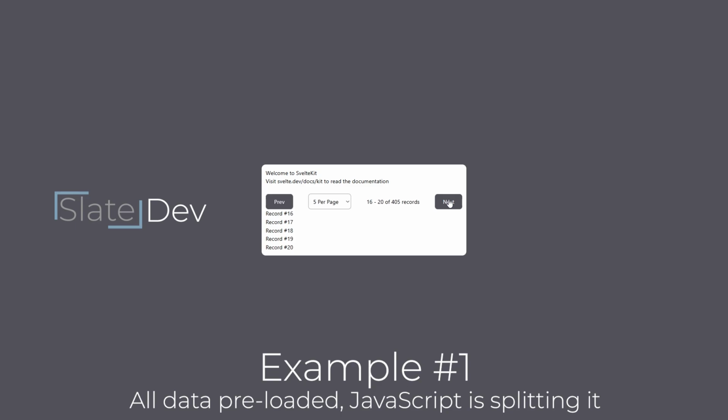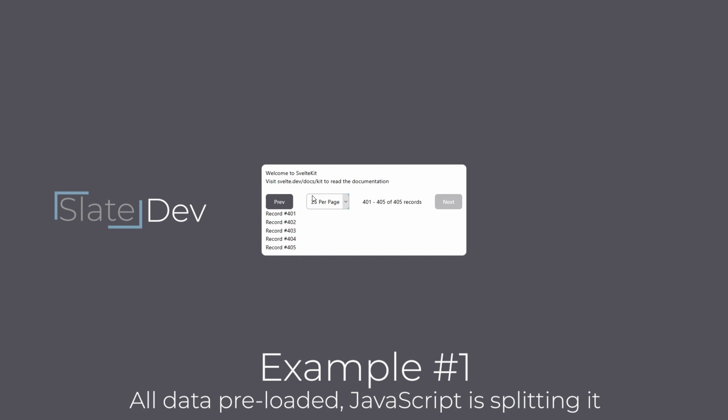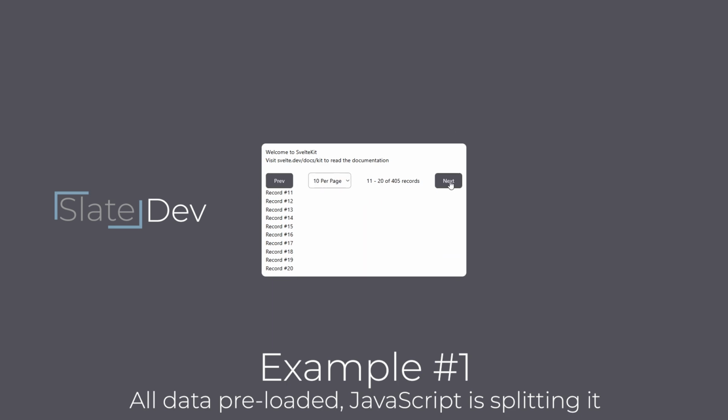Hey, in this video, I'm going to show you a few ways to easily create and add a pagination component to any page in your app. Pagination is the next previous show X per page feature you see in a lot of websites that display long lists of information. The first method I'm going to show you assumes you can load all your data ahead of time and then use JavaScript to split it into pages.